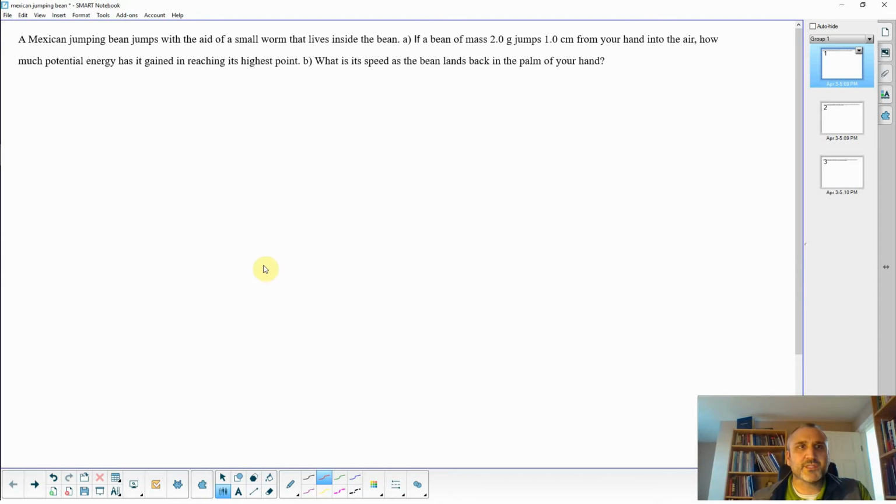We're dealing with a Mexican jumping bean. It jumps with the aid of a small worm that lives inside the bean. If the bean has a mass of 2 grams and jumps 1 centimeter from your hand into the air, how much potential energy is gained after it reaches the highest point? And B, what is the speed as the bean lands back in the palm of your hand?